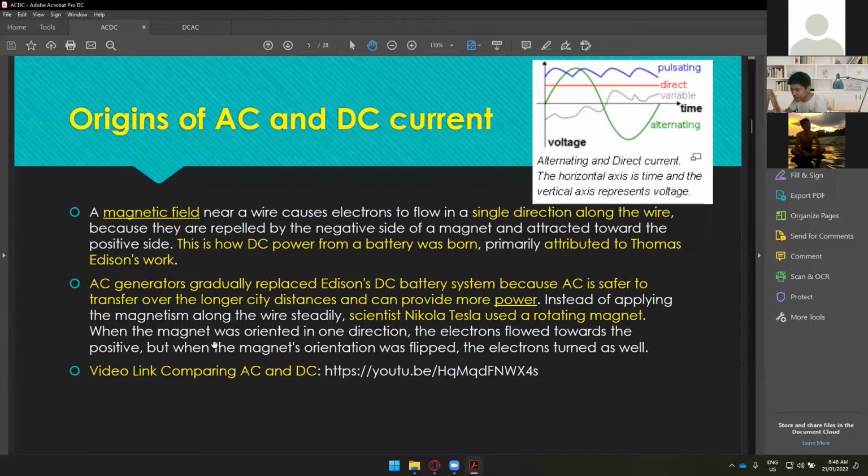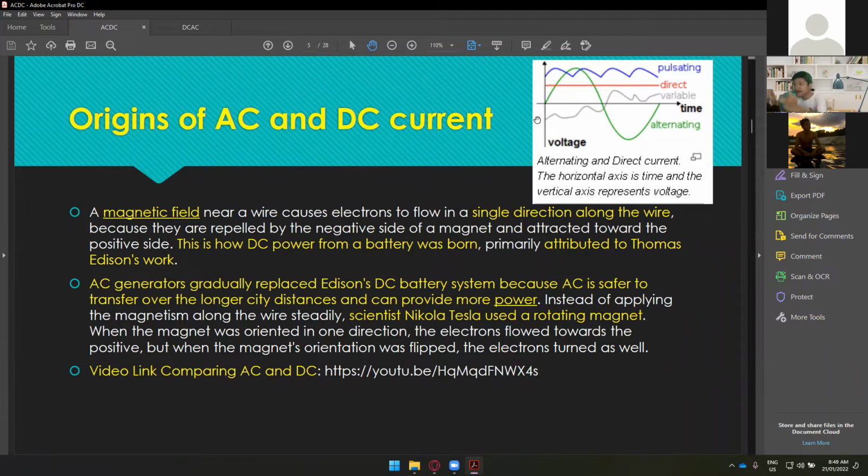Now, if you want to see a comparison between AC and DC, you can watch this video right there. If I'm not mistaken, this is a 5-minute video, so just check this one out later on. Just a short introduction with pulsating, direct, variable, and alternating. This straight line right here is a direct current, and the green one is the alternating. So positive, negative, positive, negative. It's alternating. And for the pulsating, we have just positive.